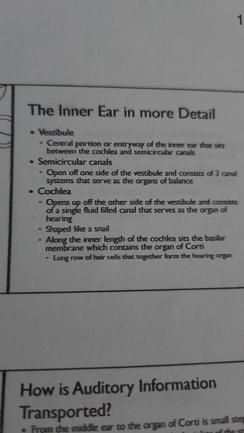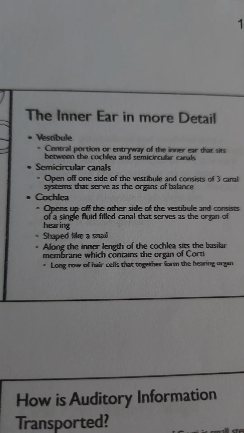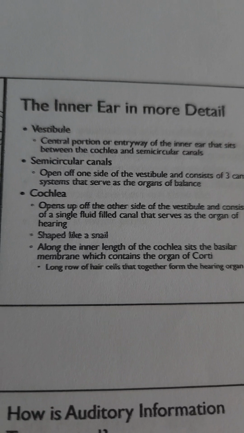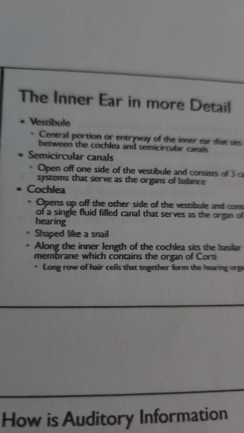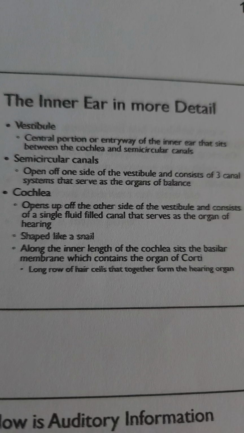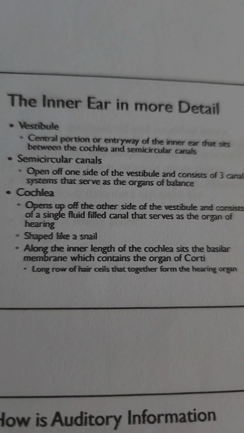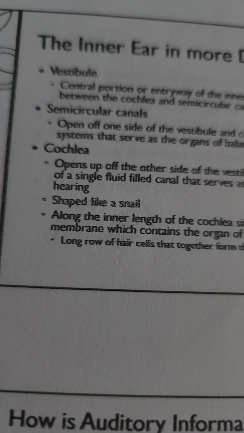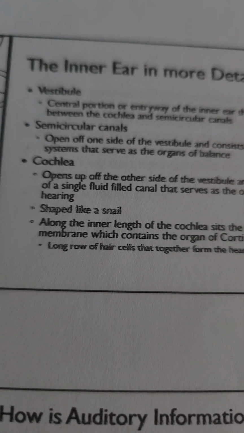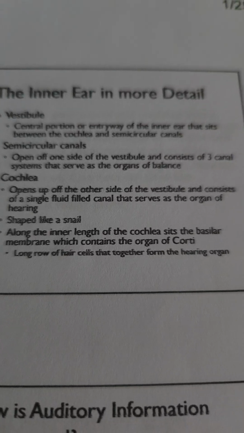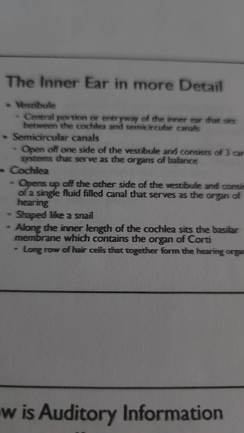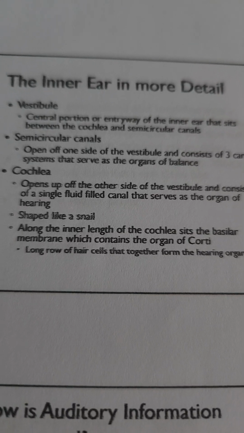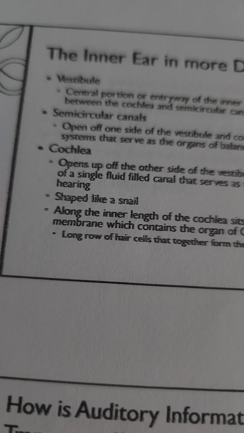Vestibule, the central portion of the entryway in the inner ear that sits between the cochlea and the semicircular canals. The semicircular canals open off one side of the vestibule and consist of three channel systems that serve as the organs of balance. Cochlea opens up off the other side of the vestibule and consists of a single fluid-filled canal that serves as the organ of hearing. It's shaped like a snail.